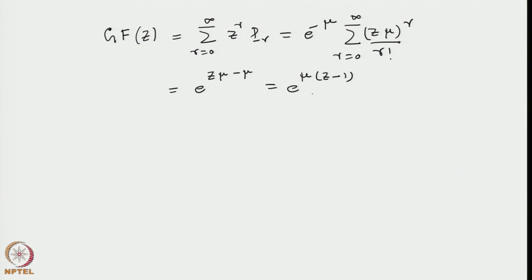It's a very elegant expression. It's very easy to obtain derivatives with respect to z, because it is just an exponential function, and the properties that we derived just before can be easily derived from this generating function. This will come in handy when we actually discuss some stochastic problems in future.